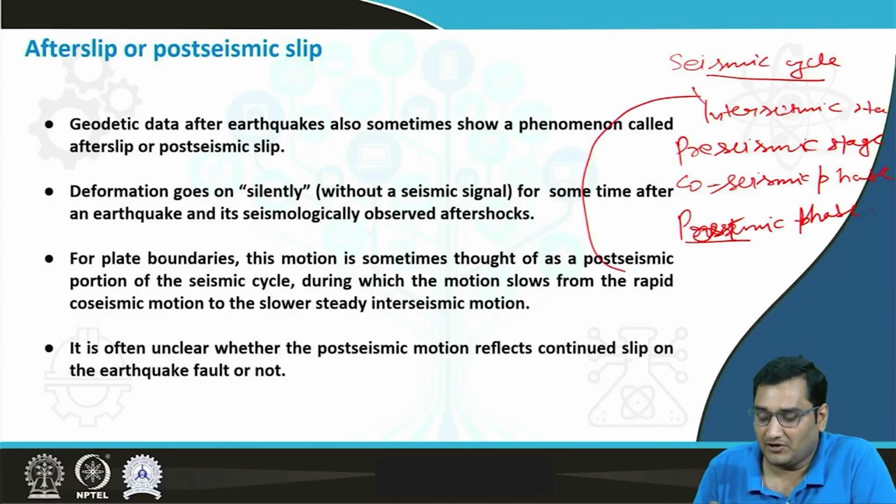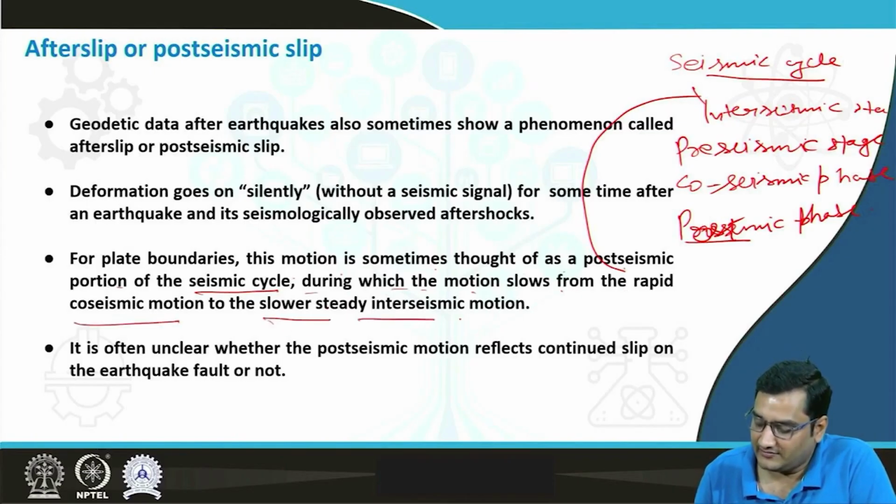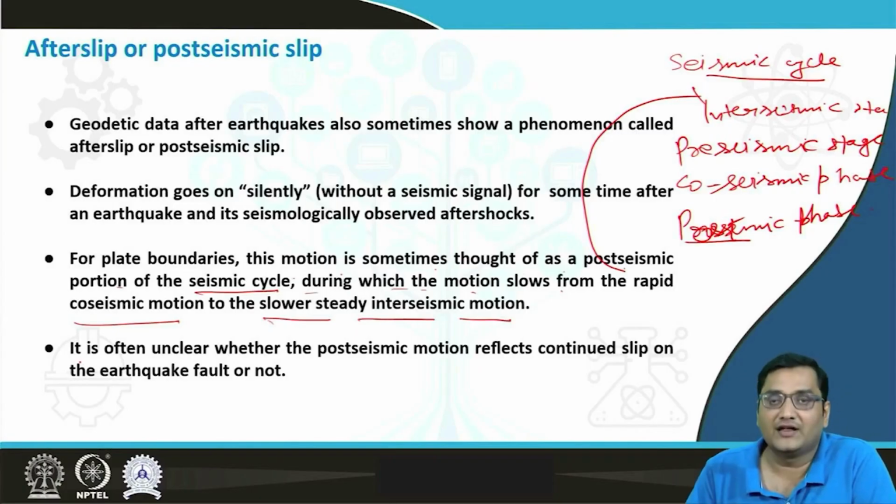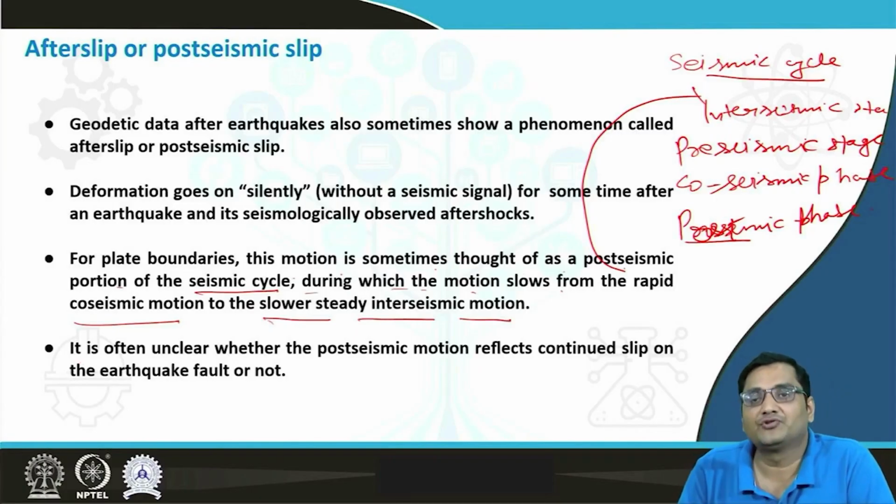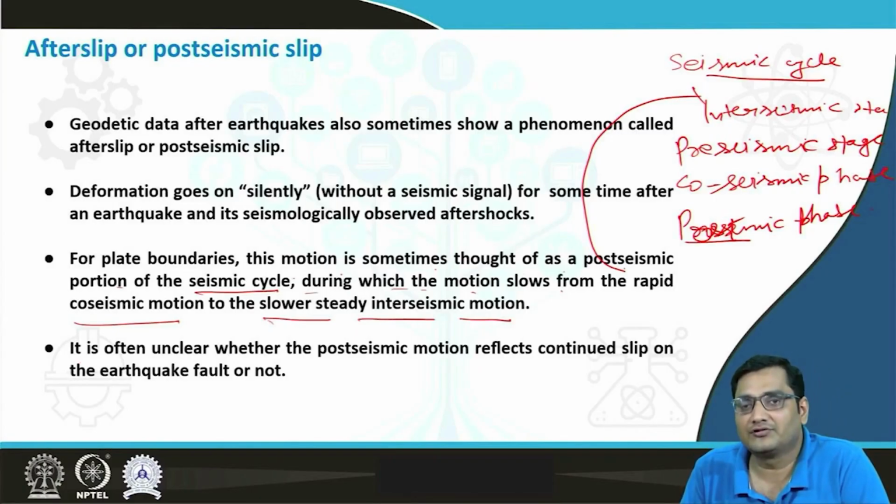For plate boundaries, this motion is sometimes thought of as a post-seismic portion of the seismic cycle, during which the motion slows from rapid co-seismic motion to the slower steady interseismic motion. It is often unclear whether the post-seismic motion reflects continued slip on the earthquake fault or not.